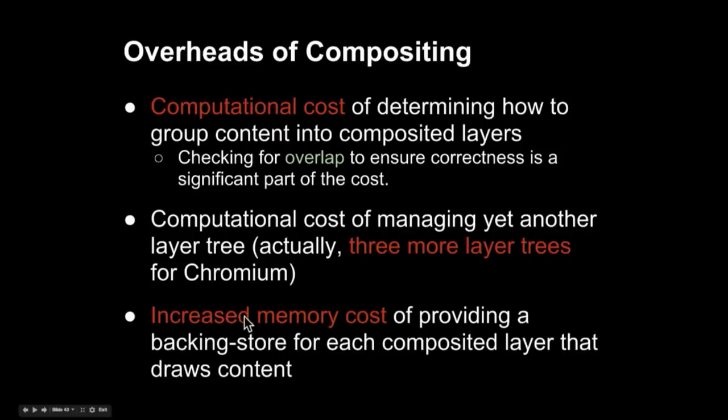And mostly, I think the worst issue is that when we choose to create a composited layer out of a render layer, we are saying that we intend to allocate pixels to represent that layer or that group of layers, that subtree. And that greatly increases memory cost for rendering a page.